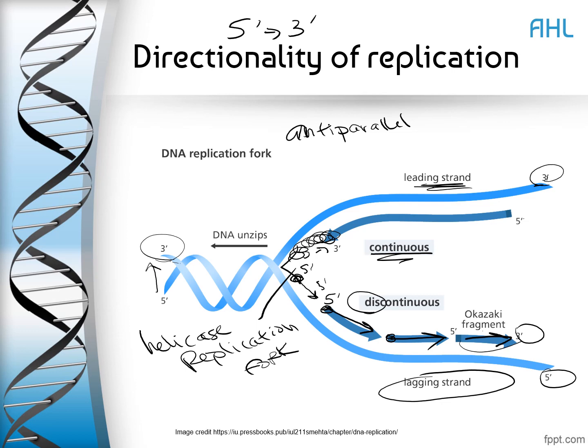Each of these little pieces is called an Okazaki fragment. This is the discontinuous side of DNA replication. It is the lagging strand. We are replicating the DNA away from the replication fork.